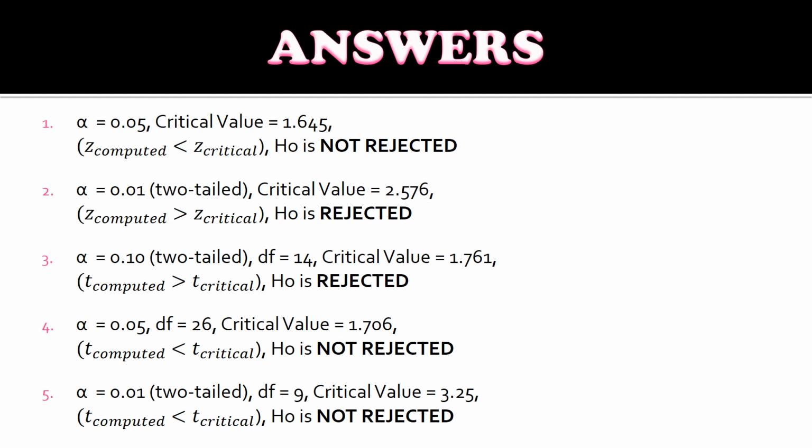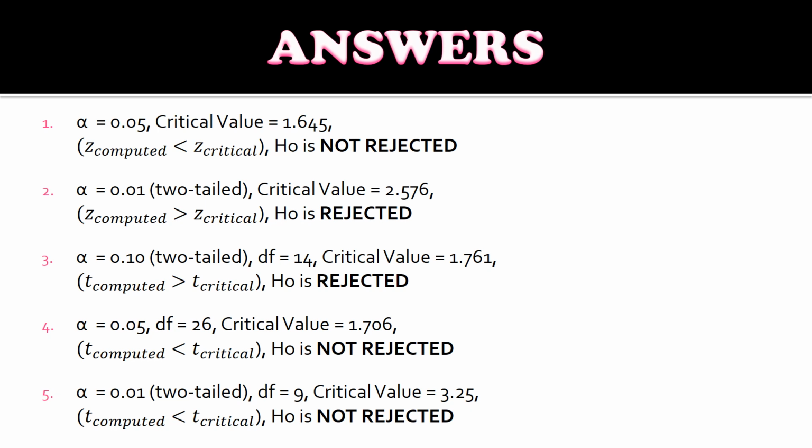And number 4, alpha is 0.05. Degrees of freedom equals 26. So the critical value is 1.706. So t computed is less than the critical value of t. So our null hypothesis is not rejected.